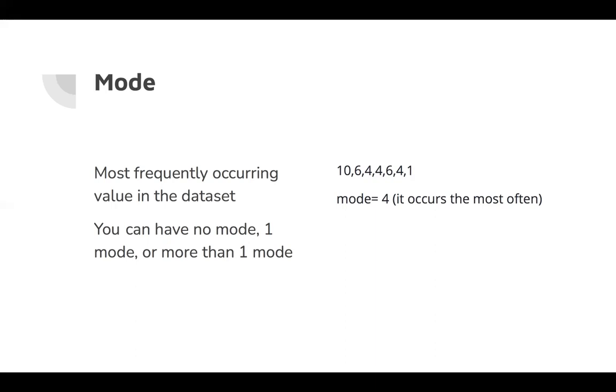So we'll go back to that data set 10, 6, 4, 4, 6, 4, 1. And we know that the mode is 4 because it occurs most often. There's only one 1 and one 10. There's two 6s, but there's three 4s. So since there's three 4s, we know that's the mode.